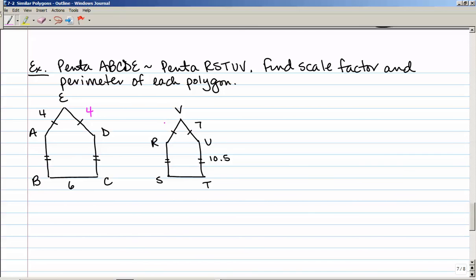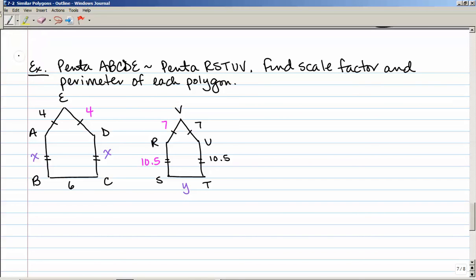VR and VU are congruent, so that's a 7. UT and RS are congruent, so that's a 10.5. What I don't know, and maybe I'll go ahead and use some letters here, is I don't know what AB and CD are, and I don't know what ST is. So I can give those letters. Make sure they're different letters since they are different lengths.